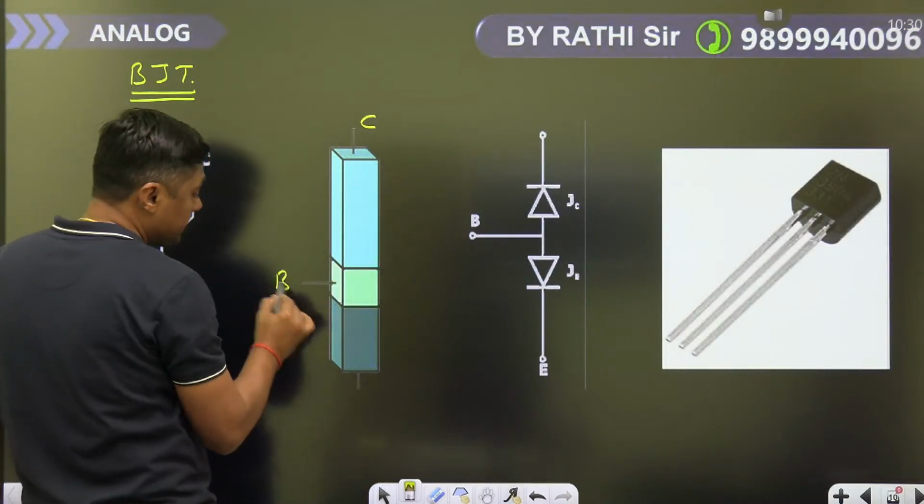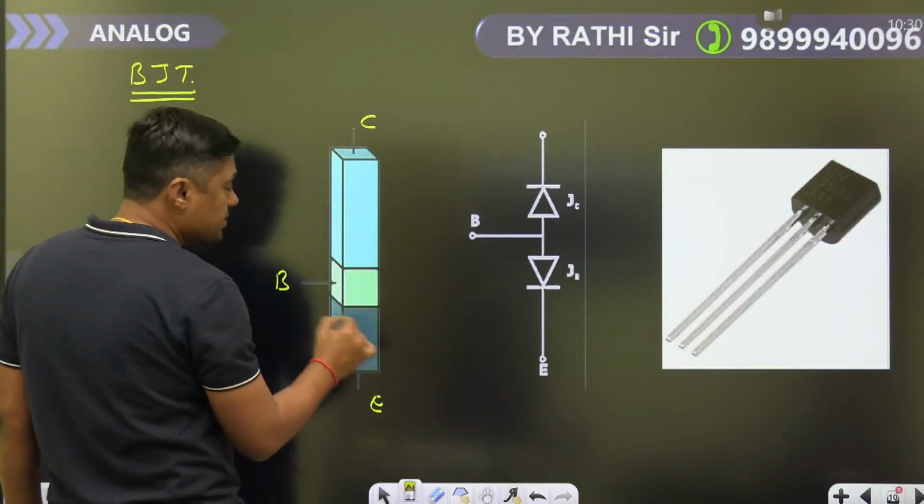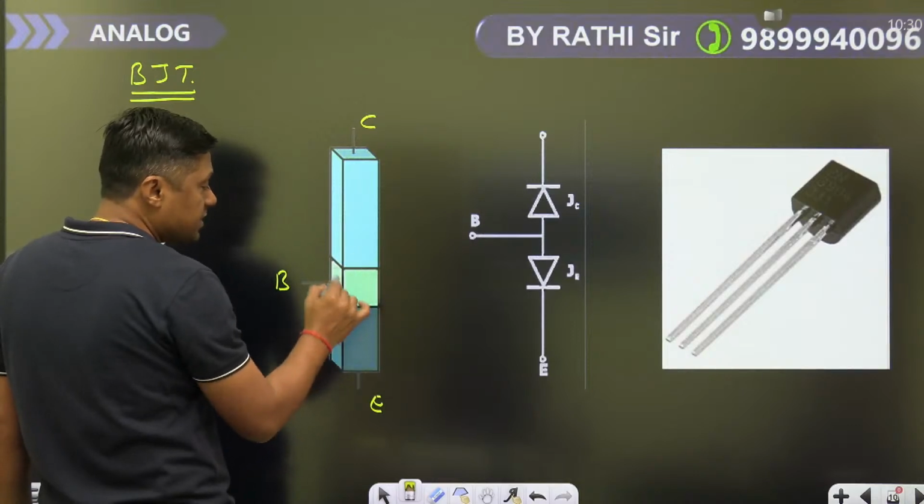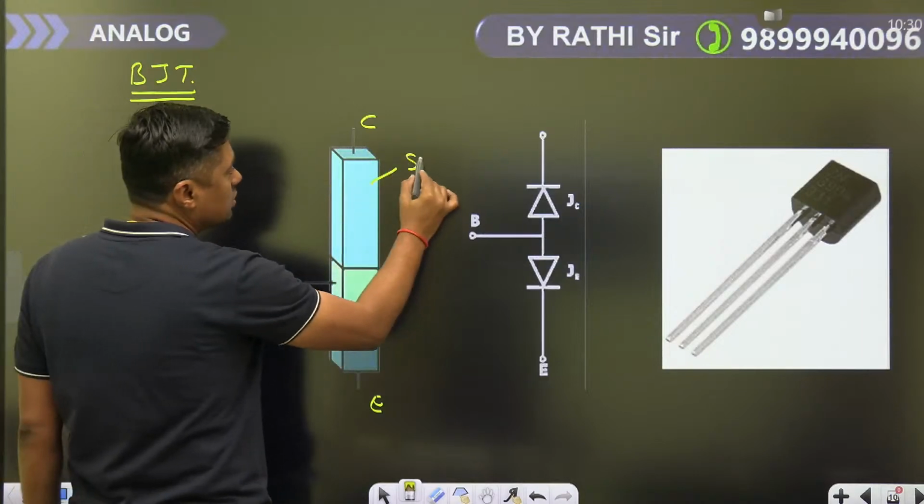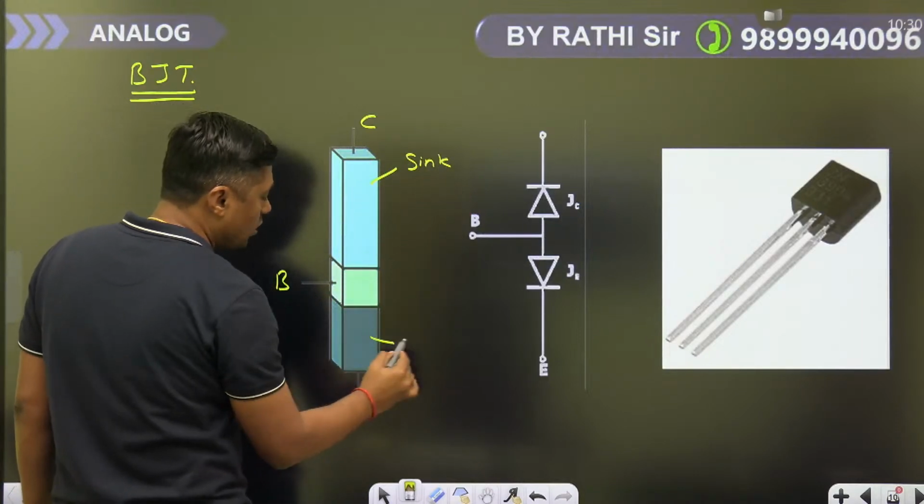असिमेट्रिकल डिवाइस है। एमिटर की डोपिंग सबसे ज्यादा है, बेस का एरिया सबसे कम है, थिन है, और कलेक्टर का एरिया सबसे ज्यादा है। This acts as what? Sink. This acts as what? Source.